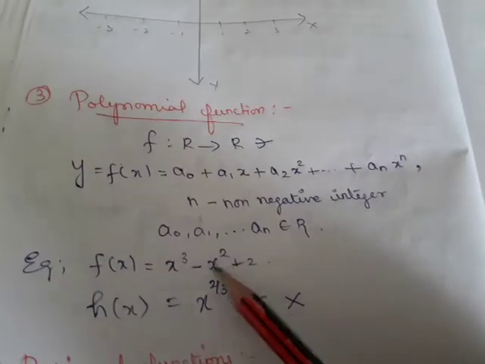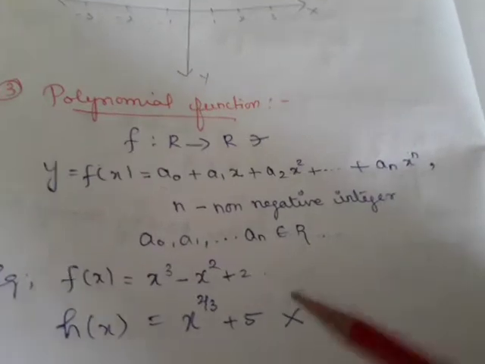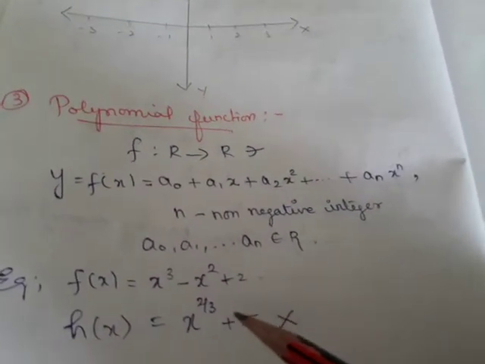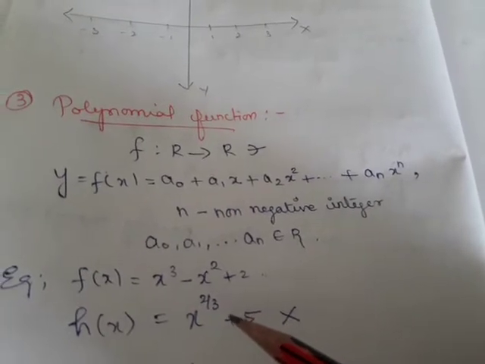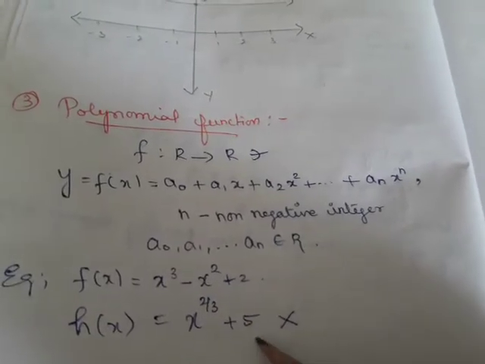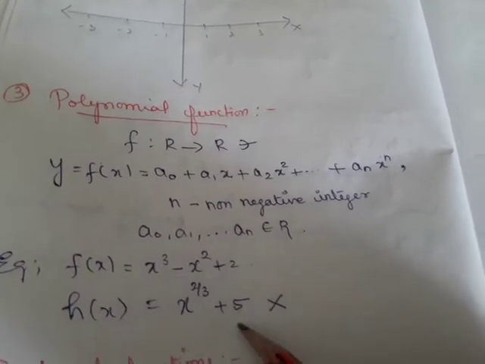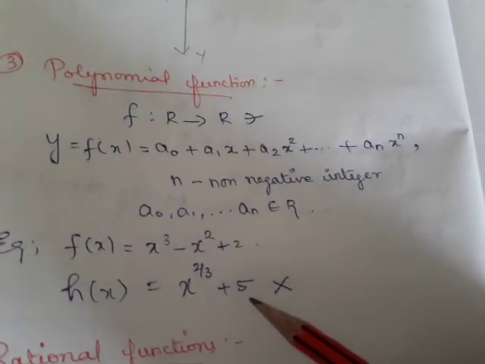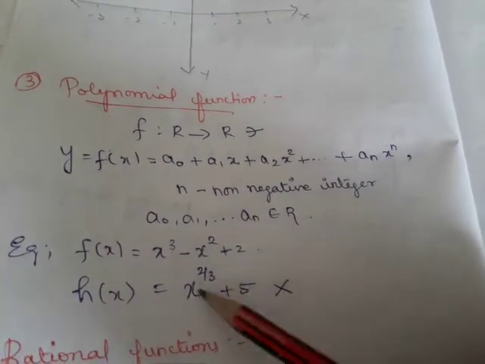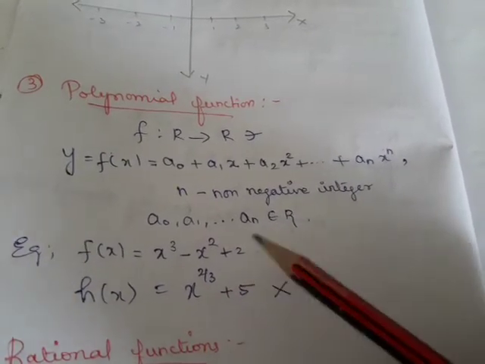Now if you see functions like x cube minus x square plus 2, these are all examples of polynomial functions. If a polynomial is defined as a function, then it is called a polynomial function. When we talk about a polynomial, immediately if you see the next example, x power 2 by 3 plus 5, is this a polynomial function? No, because first of all it should be a polynomial. What is the definition of a polynomial? It should not have a fractional power, right? So x has power 2 by 3. First of all, this is not a polynomial at all. Then how will it become a polynomial function?